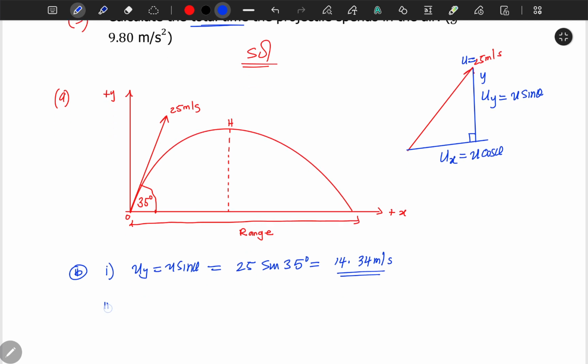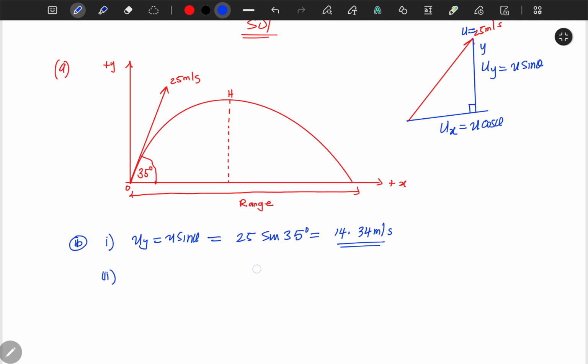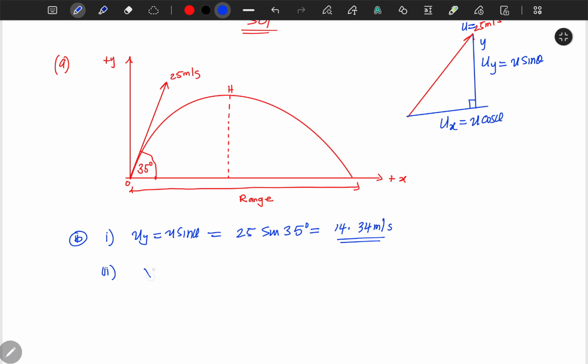So we need to find time. We already have the velocity there. Remember the equation of motion where there is gravity and time involved? It's this one: Vy equals Uy plus gt. You know this equation, eh? Where g is just the acceleration due to gravity. Our final velocity here at maximum height is 0, because velocity at maximum height is always 0. The initial velocity is 14.34, which we just found.